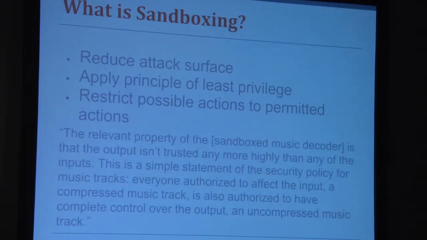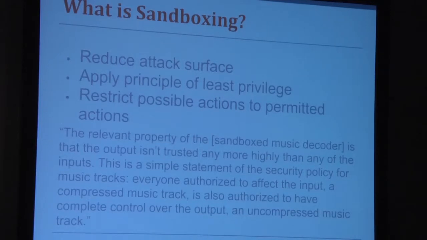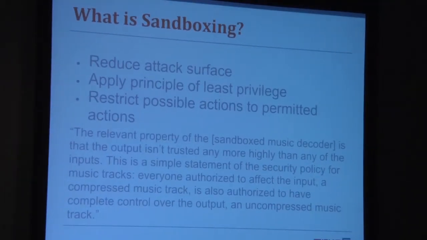I'll talk about this quote that I put up. It's by a professor, Dan Bernstein, from his research statement. He talks about the idea of a music decoder: you're taking some compressed music audio and you want to turn it into something uncompressed, to play it, for instance, or turn it into raw music data. He says that the output is not entrusted any more highly than the inputs. So what is the output? It's the uncompressed music audio, and the input is the compressed audio.